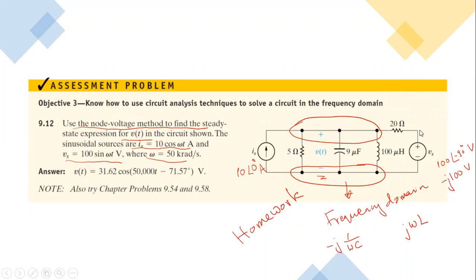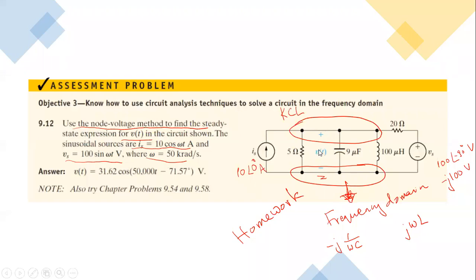Is the third node an essential node? No. So although we have 3 nodes, we will consider only 2 nodes, right? If you take the lower node as a reference, as you see, you need only to write KCL for the upper node.